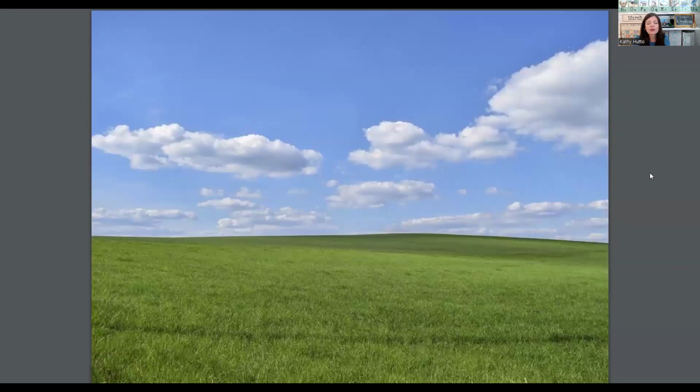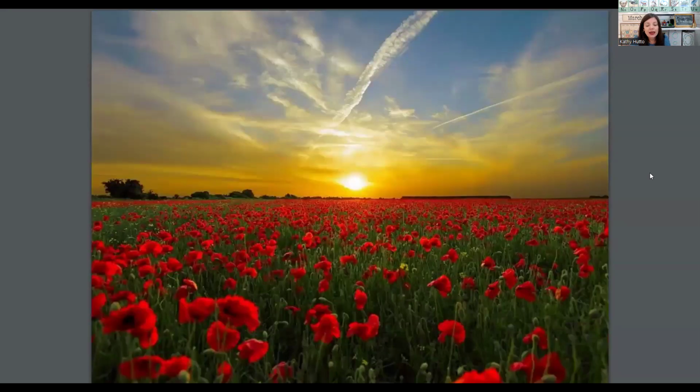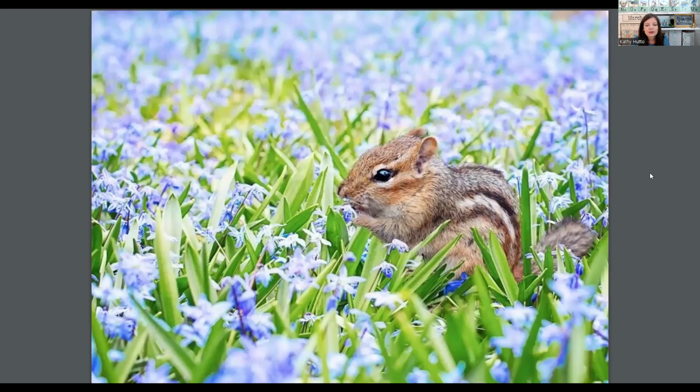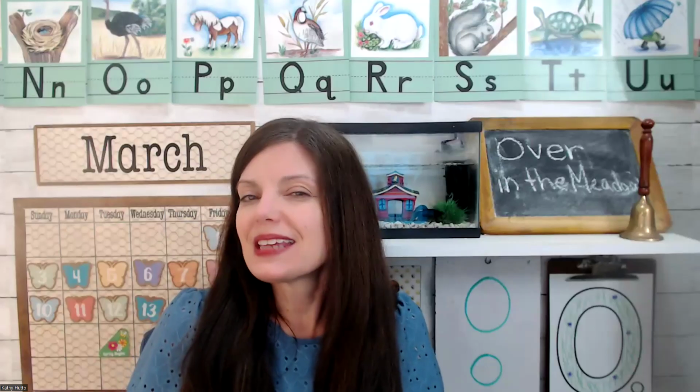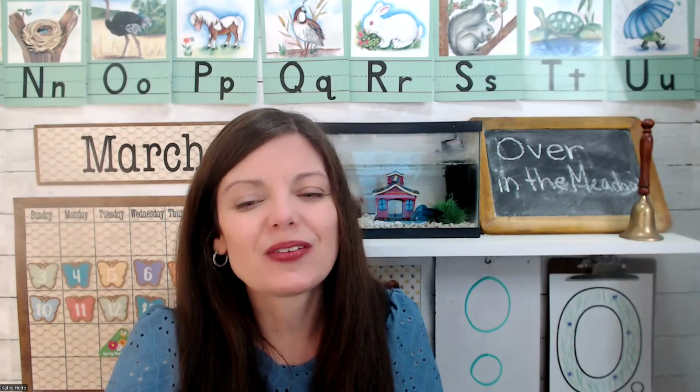Here's another picture of a meadow. Do you see any trees? No, a meadow is a wide open field of grass, but there can be flowers in a field. What color are these flowers? They are red. Animals can live in the meadow, like this chipmunk or squirrels, rabbits, birds, snakes, or turtles. And we're going to make a turtle today for art. So let's head over to the art table and we'll do that right now.